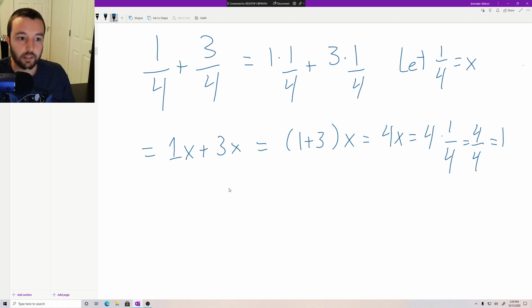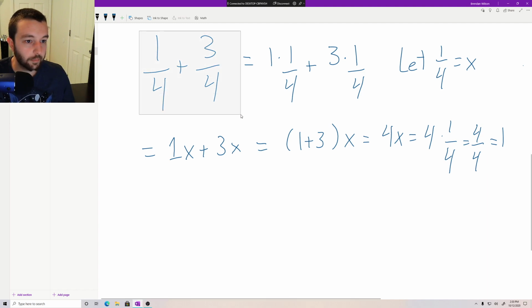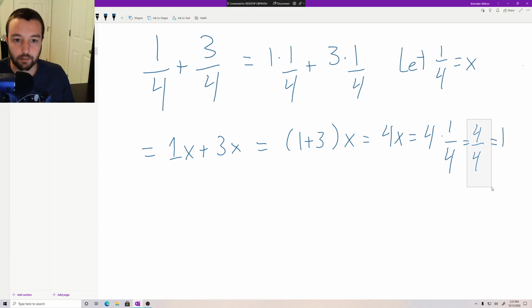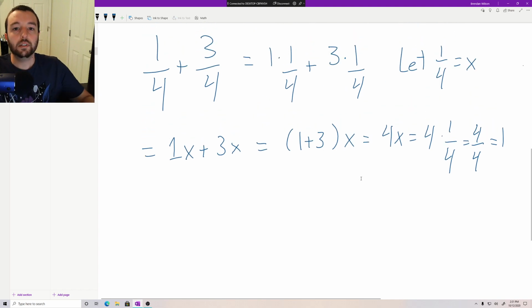Just to show why this works, okay? So ultimately going from here to here with our final answer, what did we do? Well, we left the denominator the same, and then we just added the top numbers, right? And that's justified right here because we kind of ignore the denominator by calling it x, and then we just focus on adding the top numbers. So that's ultimately what we end up doing.